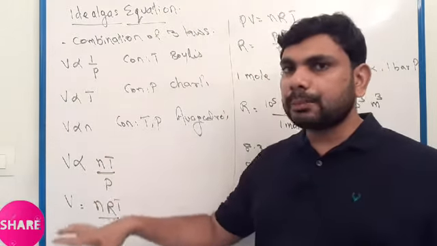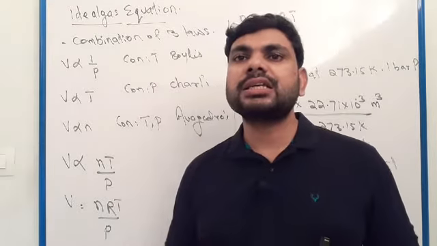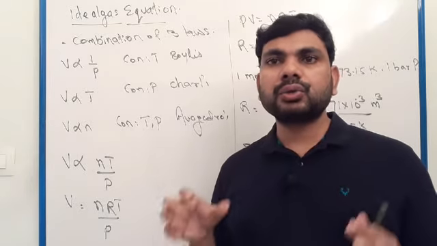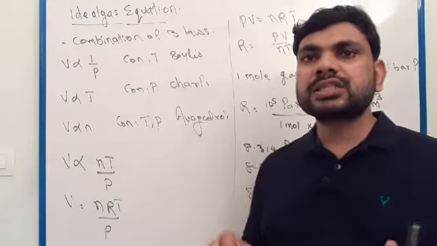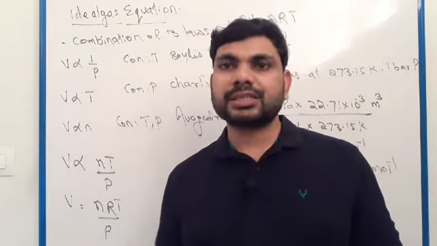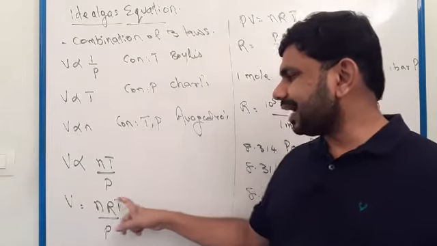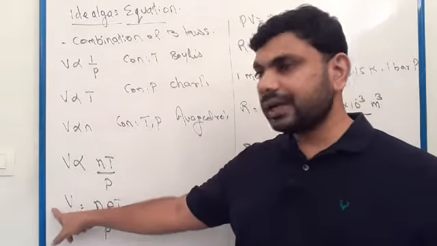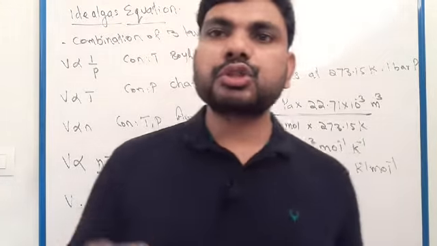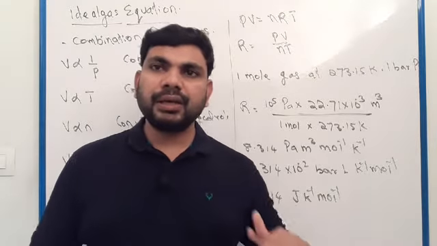To change directly proportional to equal to, you have to multiply with a constant. This constant is R. We use the capital letter R to represent this constant, called the universal gas constant. So V equals nRT by P. Bring P over here: PV equals nRT. This is the ideal gas equation, a very important equation in chemistry. PV equals nRT.